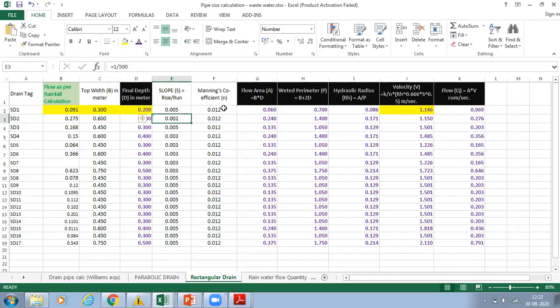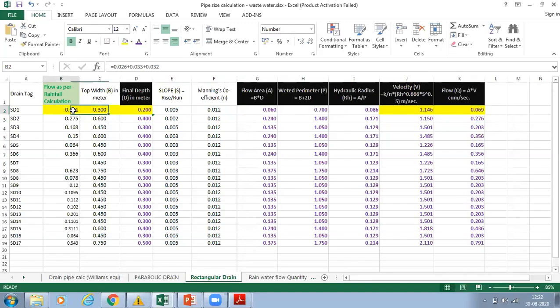So the Manning's coefficient I have put for this channel drain. In concrete only we are using, so for concrete 0.012 will come. So that only I have applied. This is the formula, all the formulas I have put. You will get the final flow rate. So now you can compare.